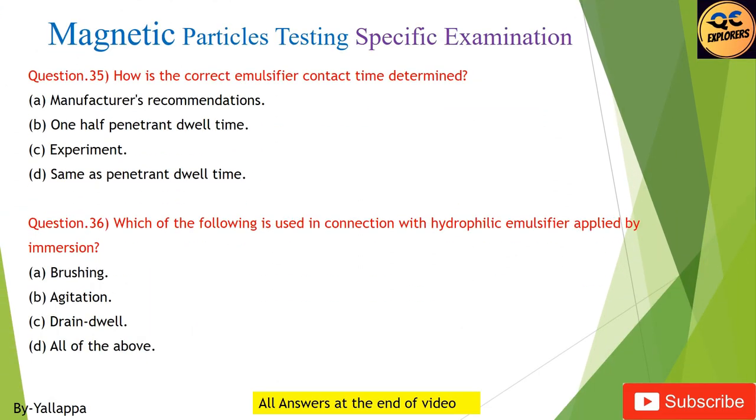Question 35. How is the correct emulsifier contact time determined? Manufacturer's recommendations, 1/2 penetrant dwell time, experiment, same as penetrant dwell time. Question 36. Which of the following is used in connection with hydrophilic emulsifier applied by immersion? Brushing, agitation, drained well, all of the above.